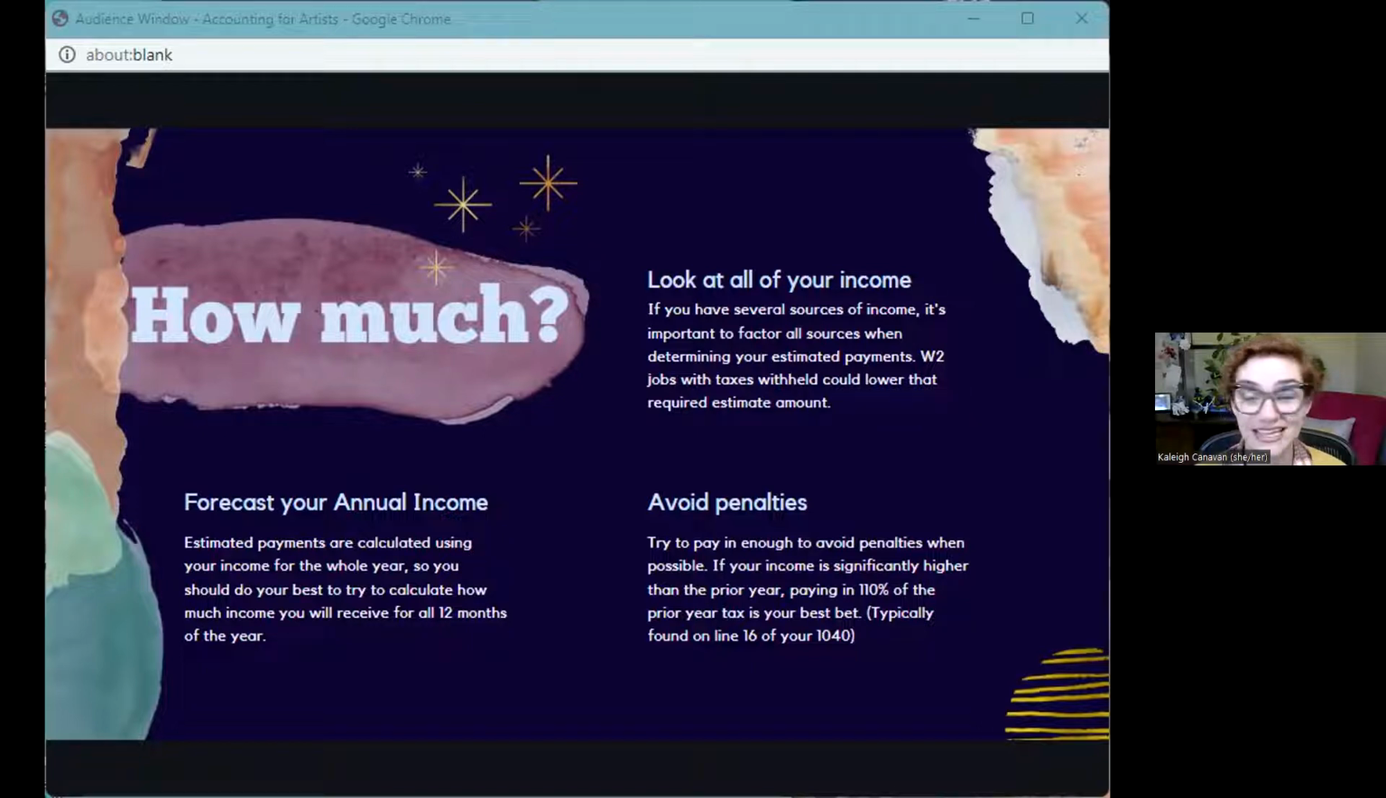In order to safeguard yourself from penalties entirely, you'll want to pay 110% of your prior year's tax in the form of periodic estimates. And pro tip, you can find last year's tax on line 16 of your personal 1040, and then just calculate 110% of that. Don't worry, I also use a calculator.